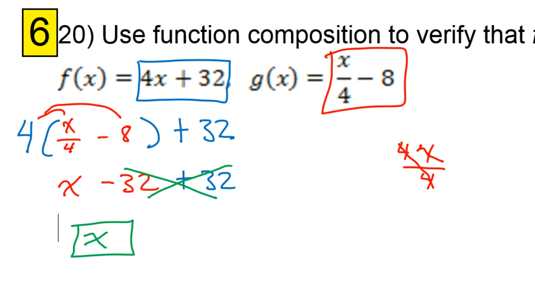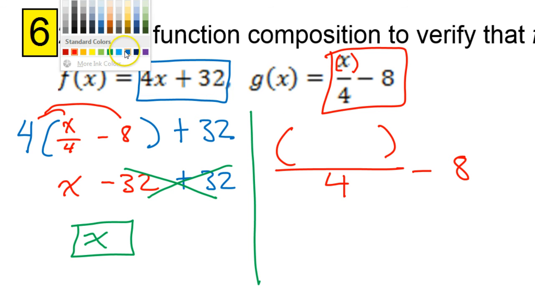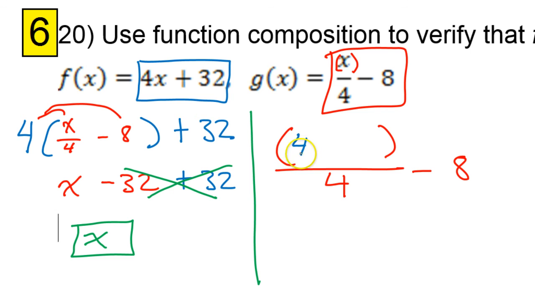Okay, now we have to do that again the other way. So we also have to substitute function f into function g. Now function g, x over 4 minus 8, that would be like having parentheses over 4 minus 8. All right, I've just recopied it, but I put a parentheses where the x used to be, because inside the parentheses, I put the other expression. The other function is 4x plus 32.